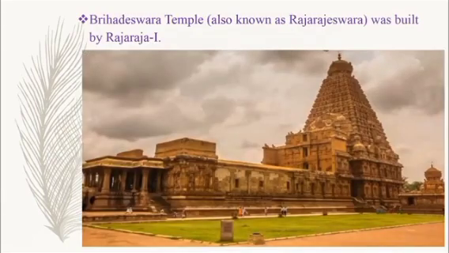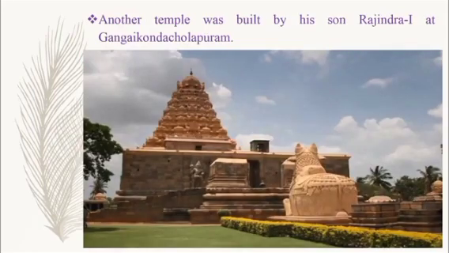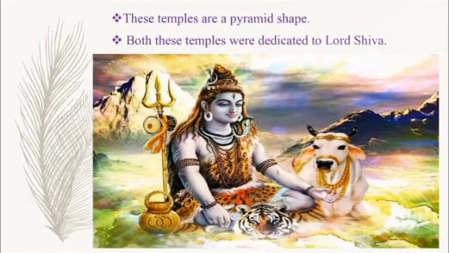Brihadishwara temple, also known as Rajarajeshwara, was built by Rajaraja I. Here we can see the picture of Brihadishwara temple. Another temple was built by his son Rajendra I at Gangaikonda Cholapuram. Here we can see the picture of Gangaikonda Cholapuram temple. These temples are a pyramid shape. Both these temples were dedicated to Lord Shiva. Here we can see the picture of Lord Shiva.